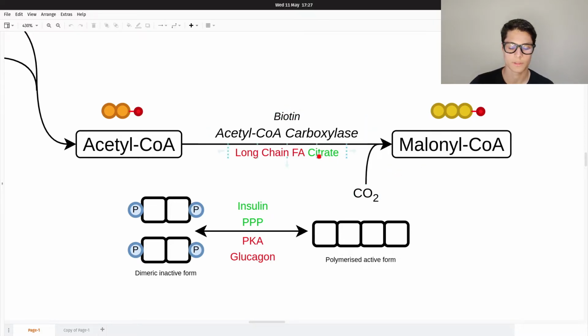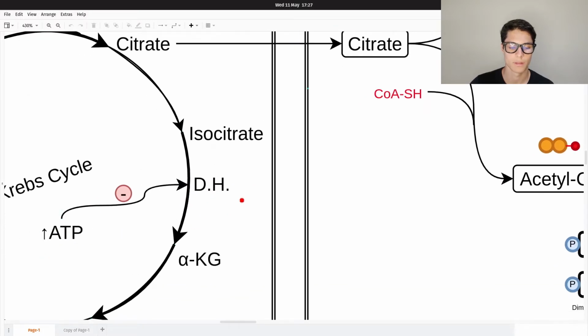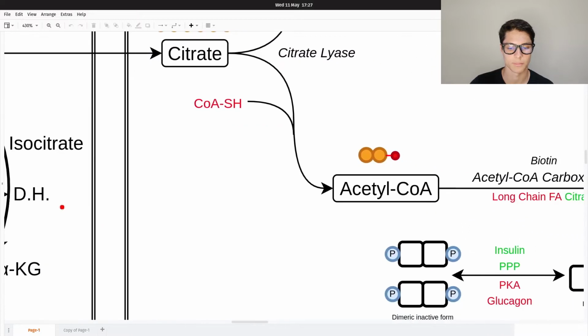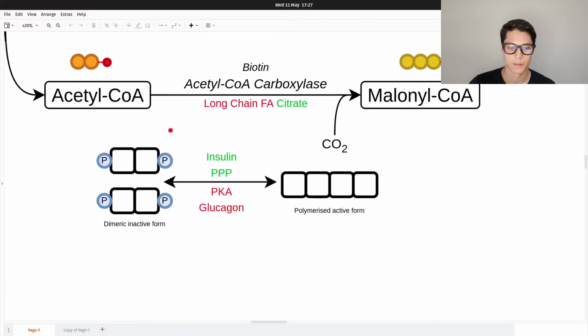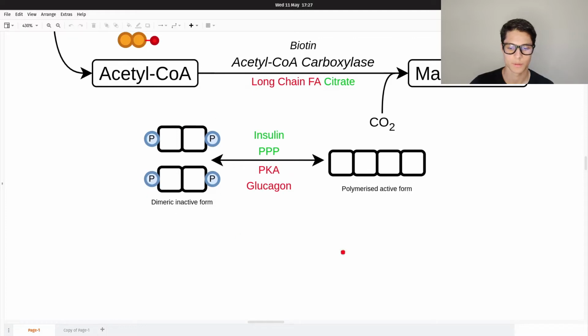And then we have citrate as a stimulant of this enzyme, because if we have a lot of citrate, it means that isocitrate dehydrogenase has been shut down because we already have high quantities of ATP. Of course, to add carbon, we use CO2. And here we have the explanation in depth.